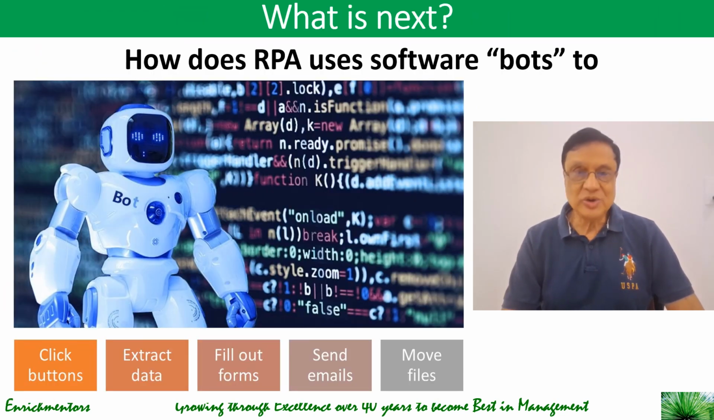So what is next? Having looked at what RPA is and how it works in brief, what we will do is look a little more deeply into how RPA uses software bots to do those functions it does, like clicking buttons, extracting data, filling out forms, sending emails, and moving files, etc.